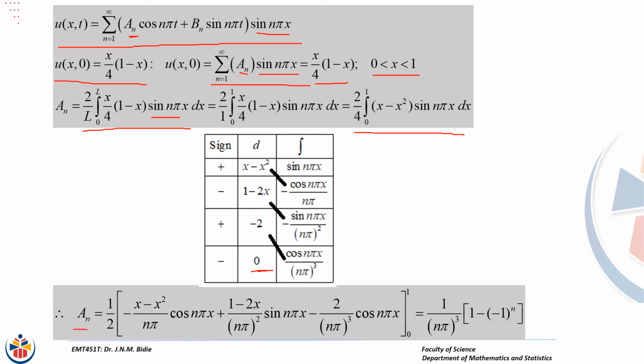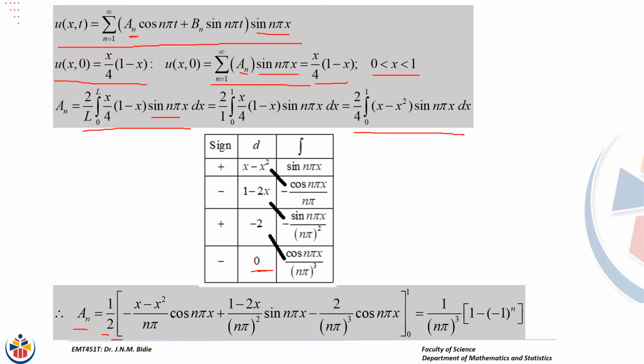Here is our an. The 2 over 4 has simplified to 1 over 2, and we have to make sure that you put that bracket in, because all the terms you're going to write down must be multiplied by that half. Now we go back to our table.